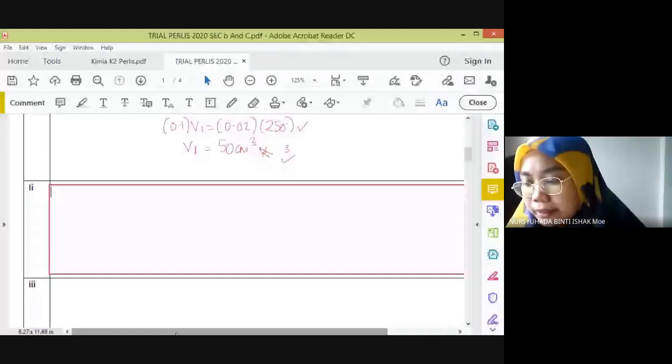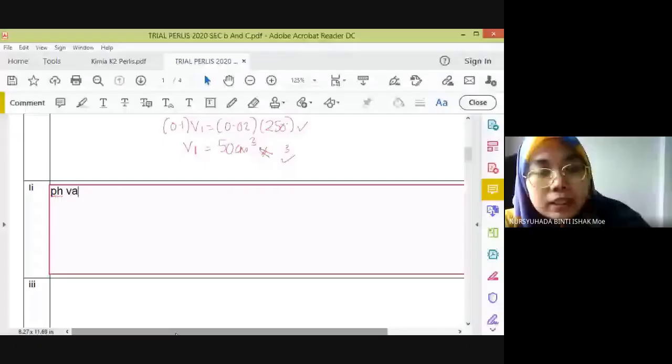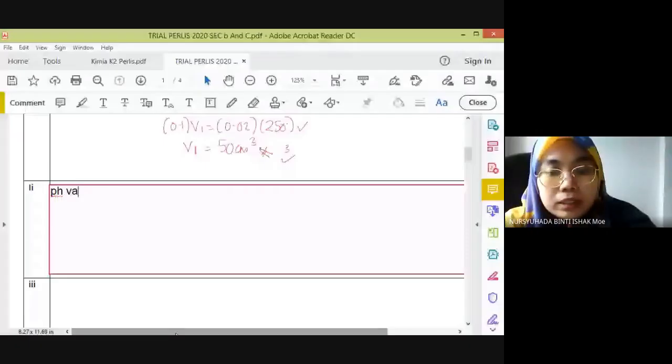Okay. So now kita sambung. Predict berapa pH dia. So jawapannya boleh tulis jawapan macam ni. pH value is, cikgu tulis 11. Atau kamu nak tulis less than 13. Boleh. Okay, itu 1 markah.